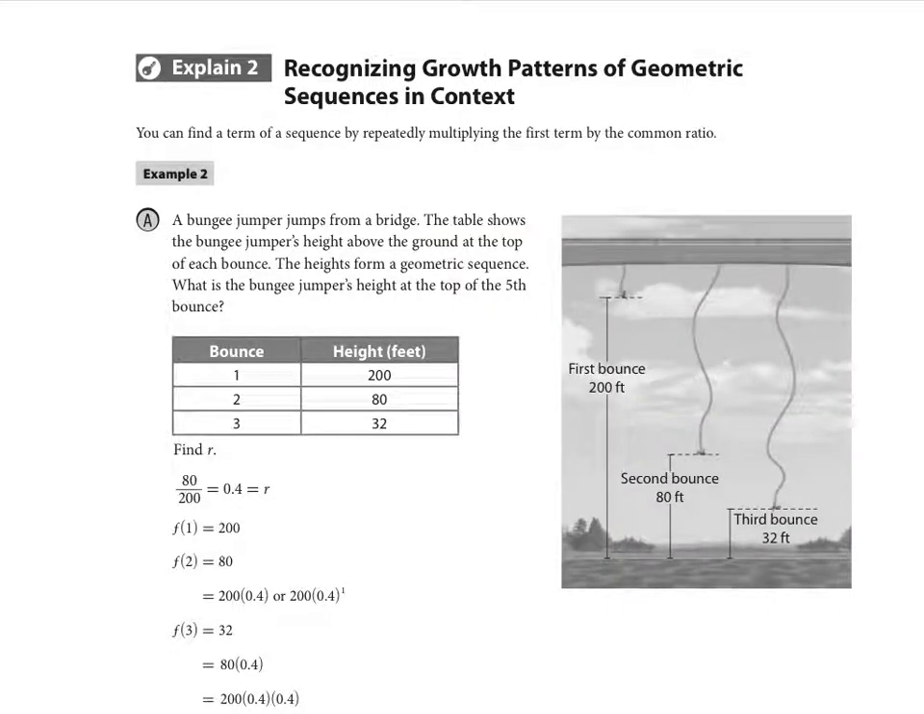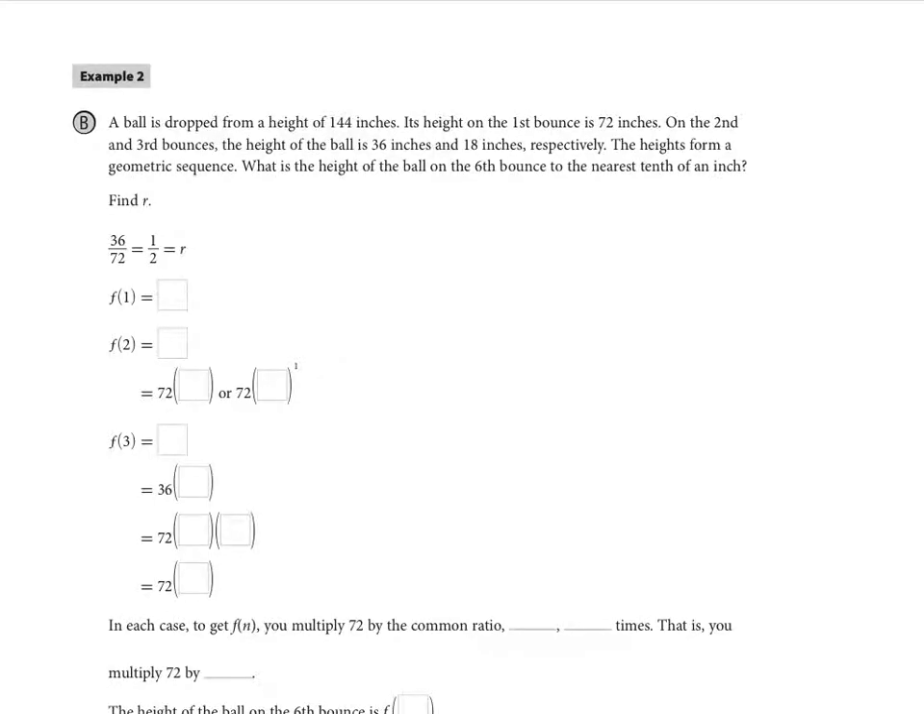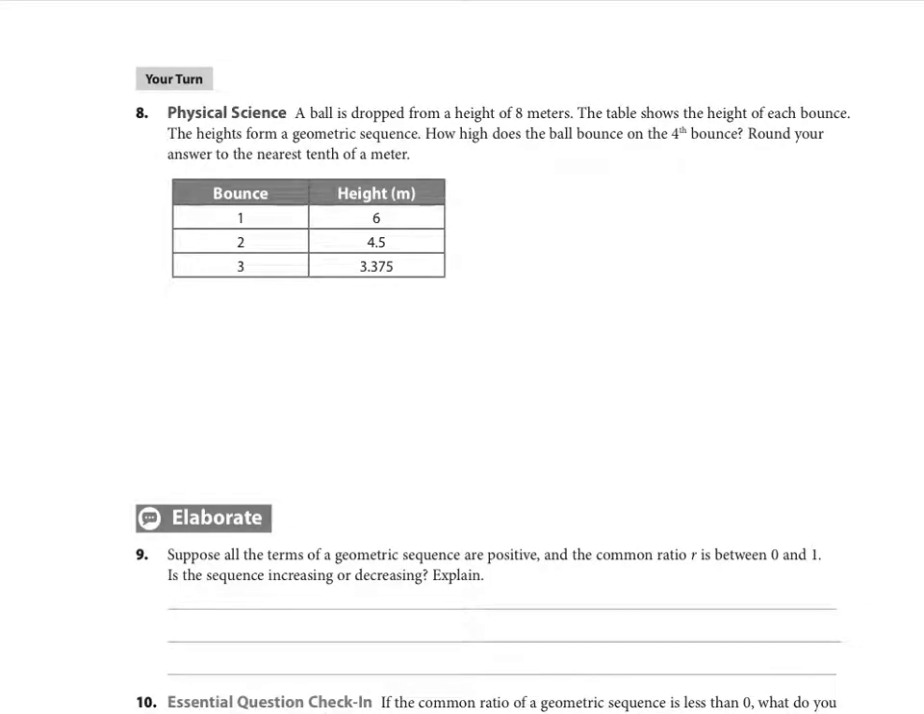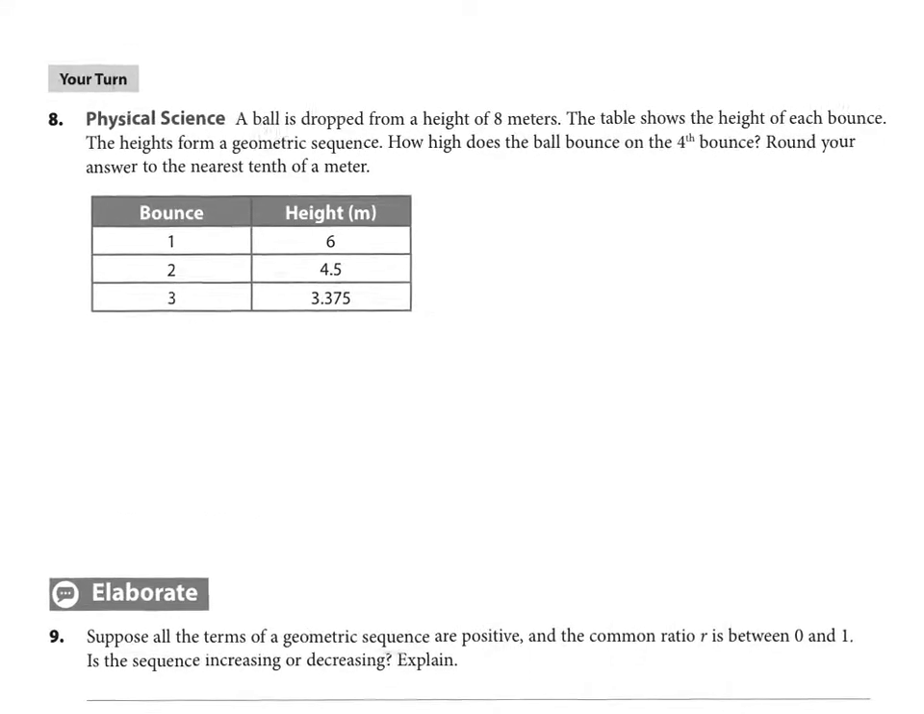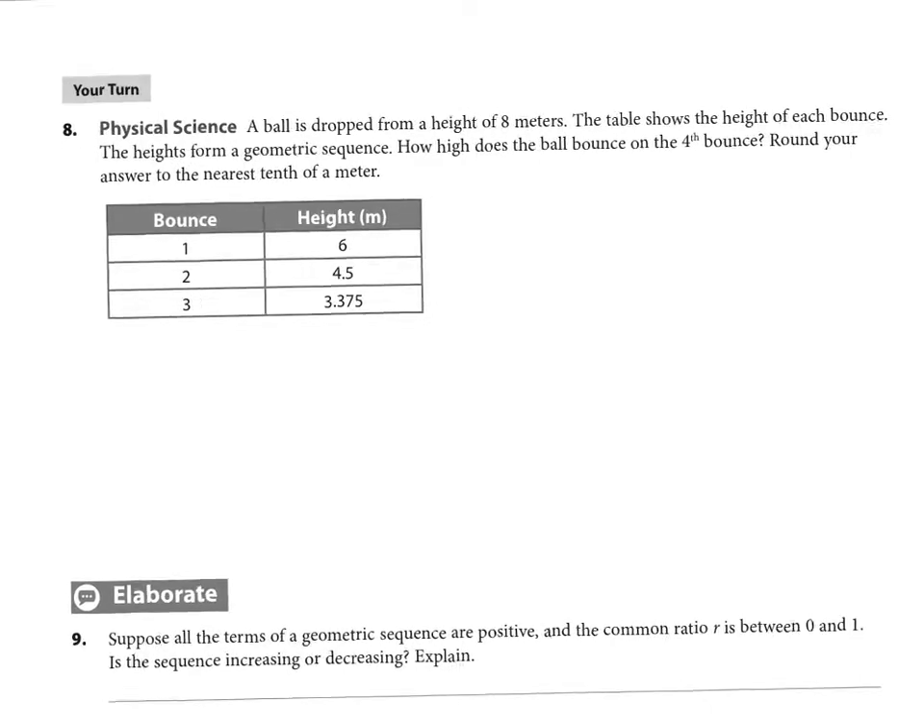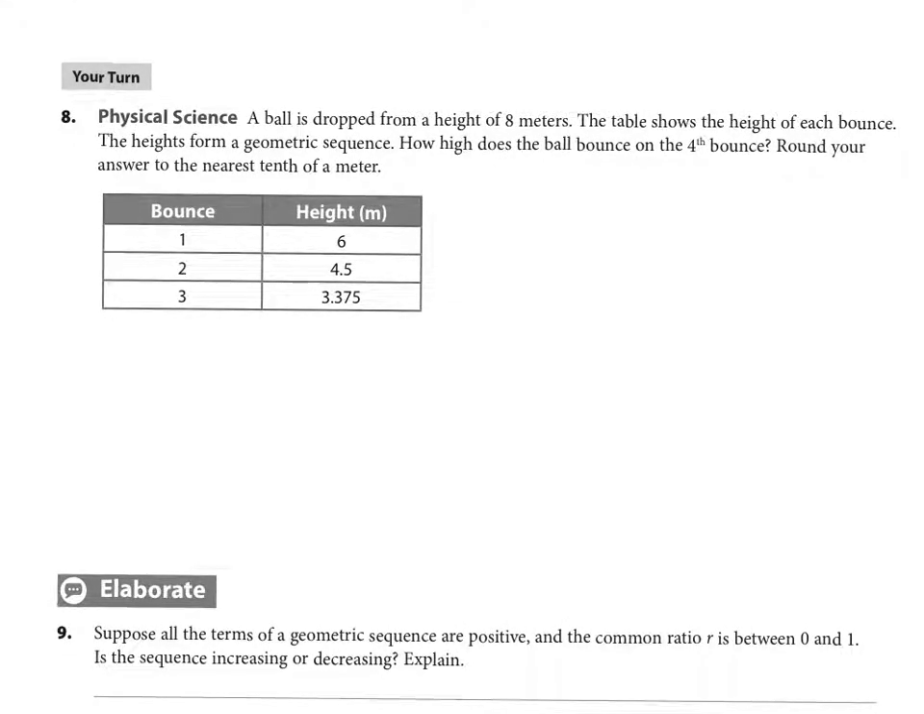All right, moving forward, obviously you can look at the word problem here to get some reference, but we're just going to go straight to the Your Turn problem on this. It says a ball is dropped from a height of 8 meters. The table shows the height of each bounce. The heights form a geometric sequence. How high does the ball bounce on the fourth bounce?